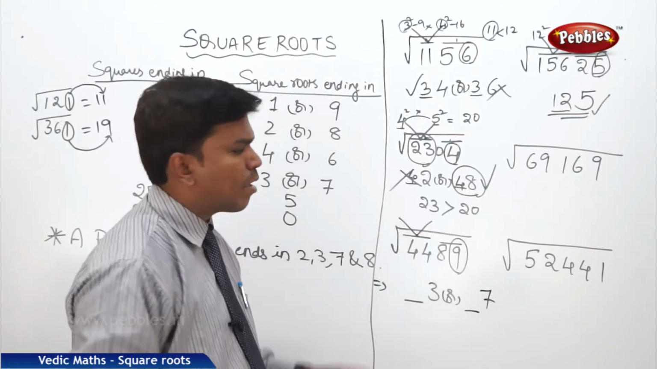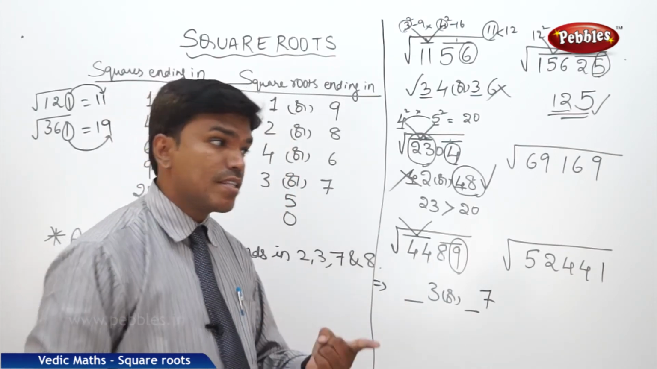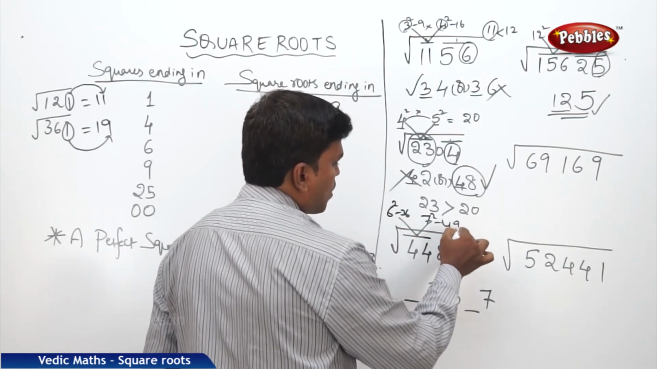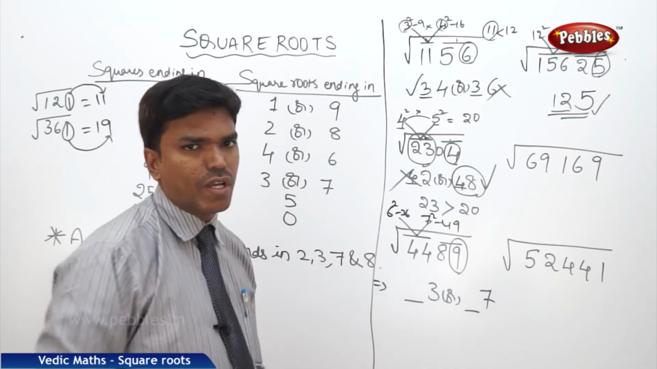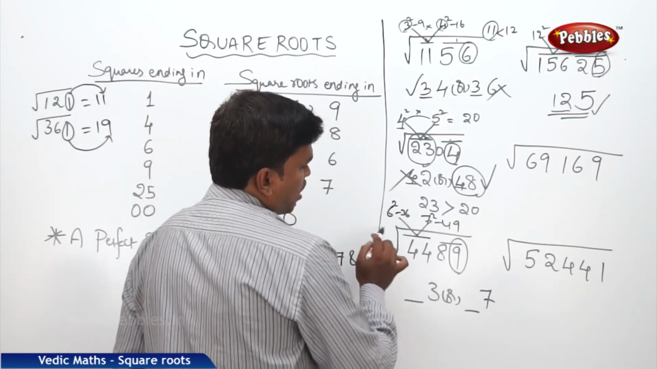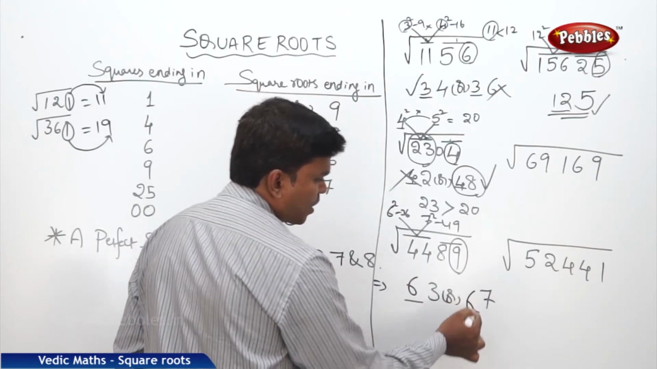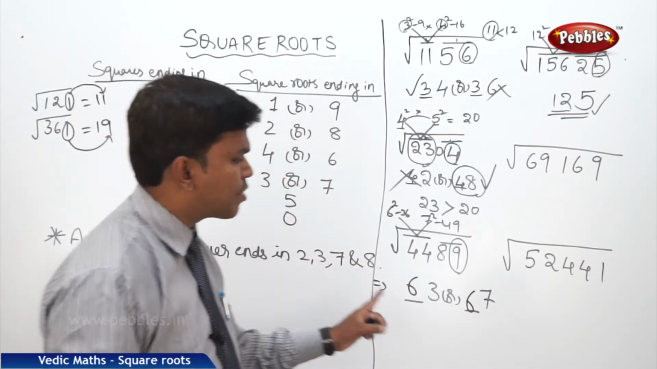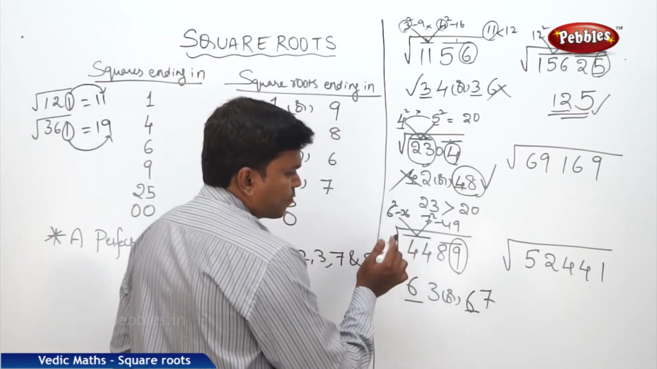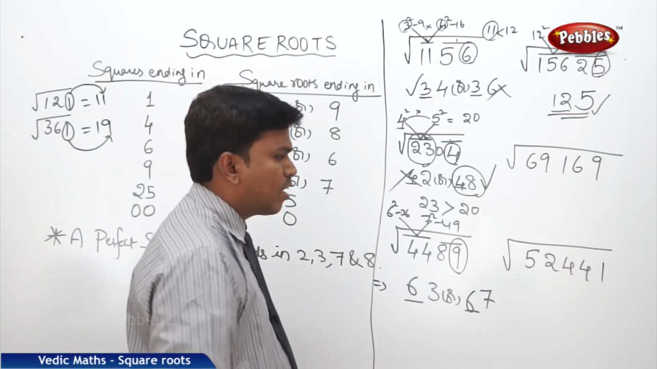What is the third step? Come to the second partition. 44 comes between which squares? 6 square and 7 square. Yes or no? 6 square 36, 7 square 49. So 44 comes between 6 square and 7 square. Right? Anyhow the left side part should always be filled with the smaller number only, that is 63. So my answer should be either 63 or 67. Now you tell me either of these two which is the right one, 63 or 67.